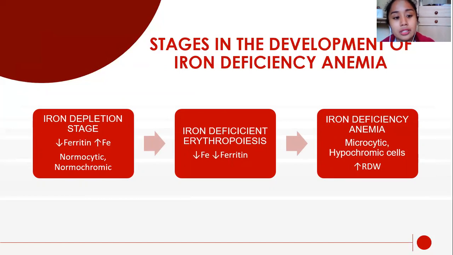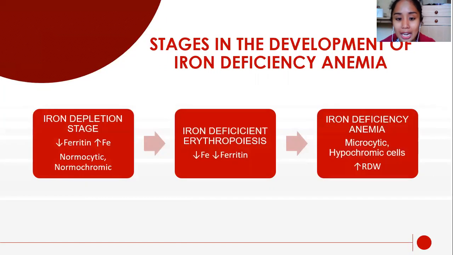Sabi niya, iron depletion stage. So basically the depletion of iron stores. So dito sa stage na to, mataas pa ang iron because we have a lot of stored iron in the form of ferritin. However, in iron depletion stage, the ferritin are starting to decrease. Normocytic, normochromic pa tayo dyan. Siyempre, kasi may mga iron pa naman in the circulation.